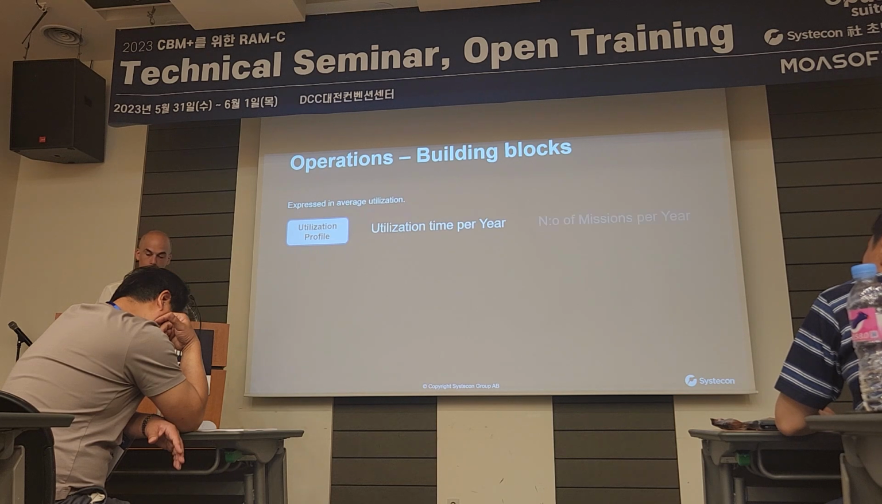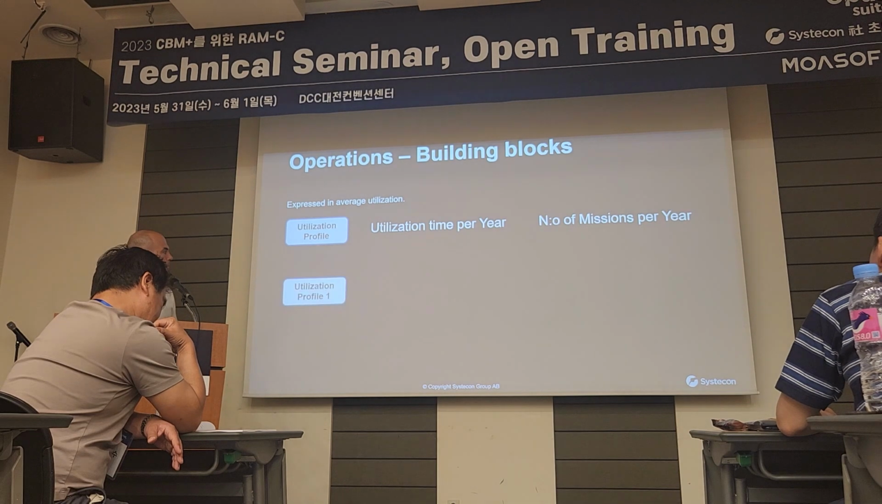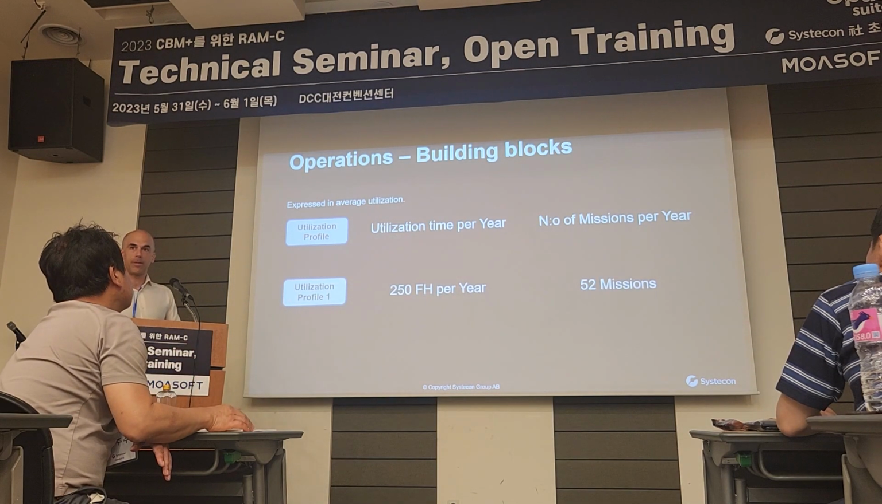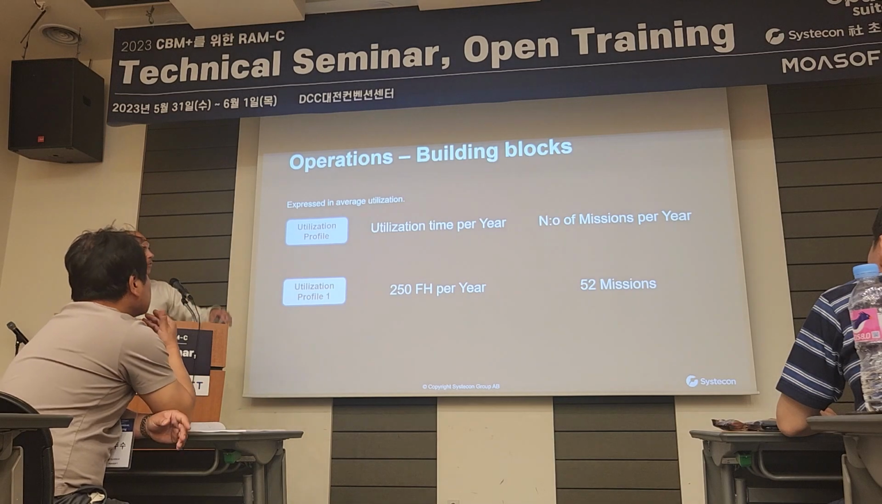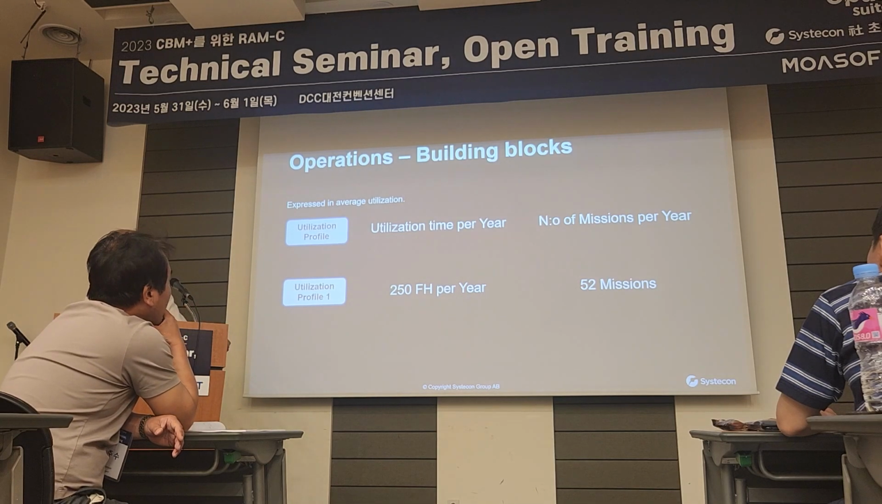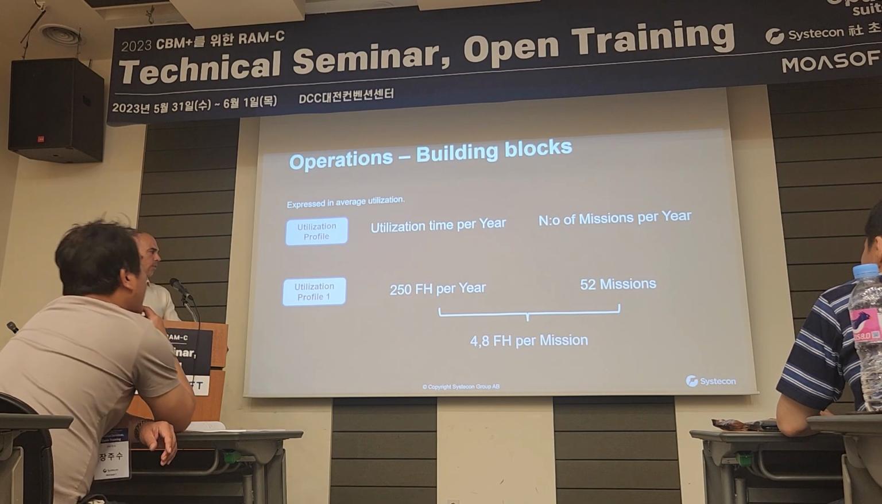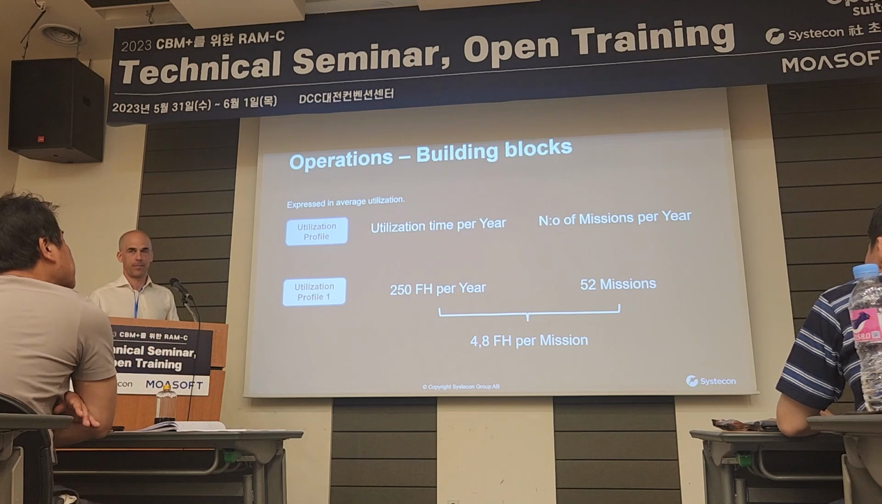So we give that as, for example, number of flight hours per year. But we can also specify how many missions that is per year. So 250 flight hours per year, 52 missions. That gives 4.8 flight hours per mission.